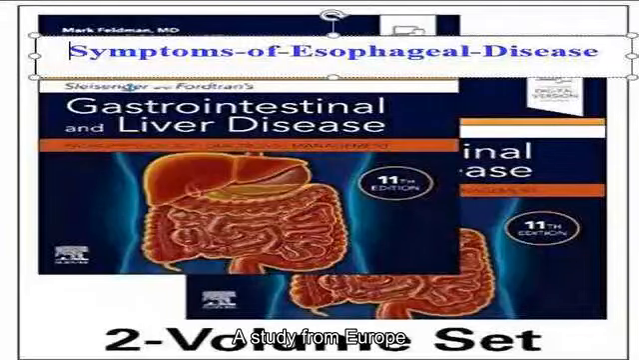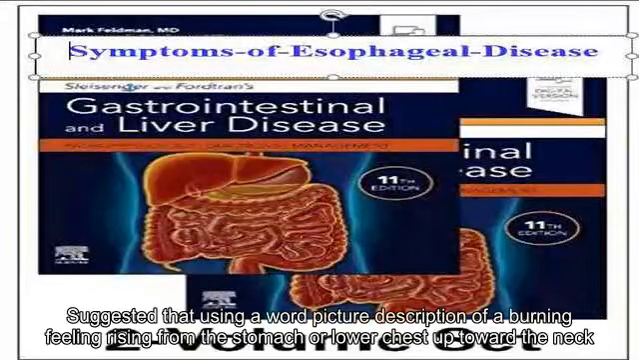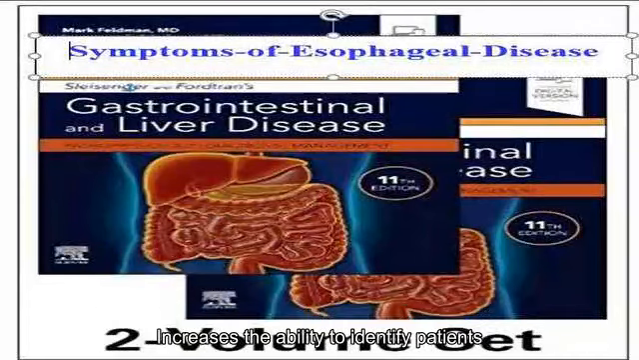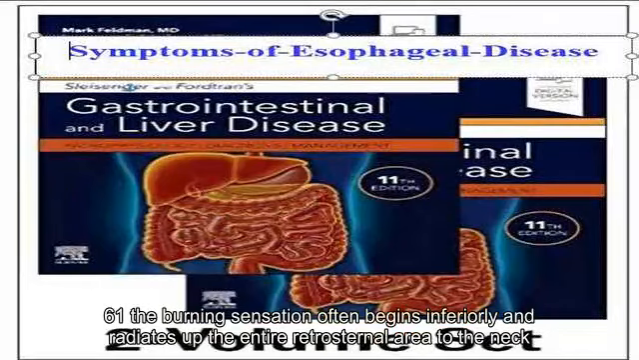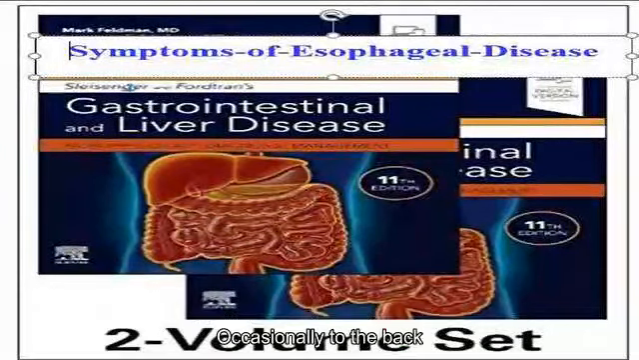A study from Europe has suggested that using a word picture description of a burning feeling rising from the stomach or lower chest up toward the neck increases the ability to identify patients with gastroesophageal reflux. The burning sensation often begins inferiorly and radiates up the entire retrosternal area to the neck, occasionally to the back, and rarely into the arms.